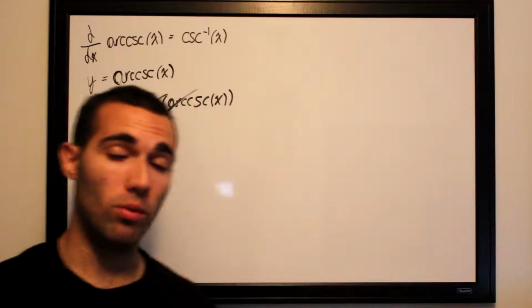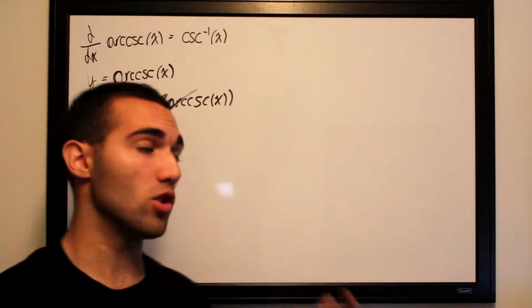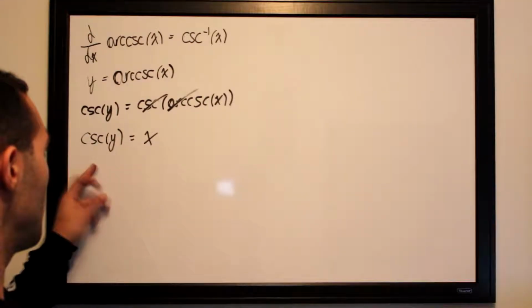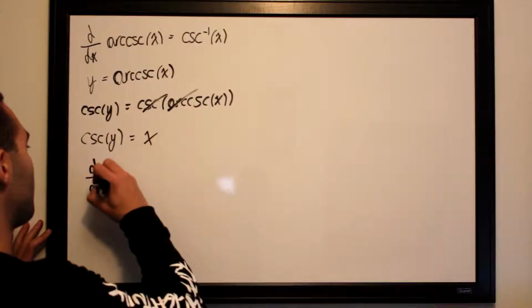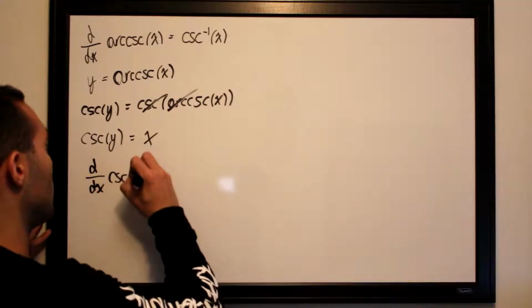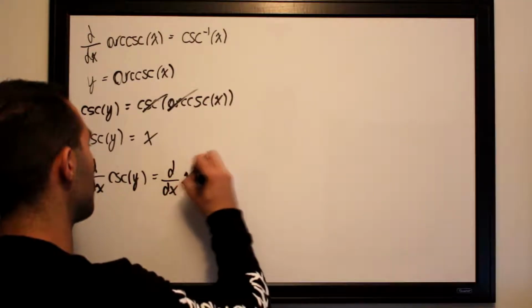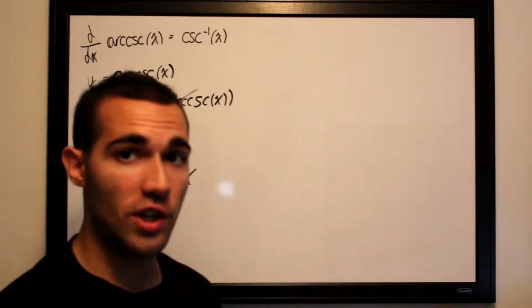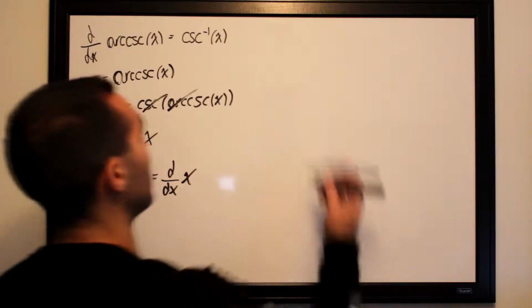And this is a statement that we'll be using later on in the video in order to finalize our answer and put everything back in terms of x. So essentially what we'll do now is take the derivative of both sides of the equation. So d by dx of cosecant of y is equal to d by dx of x. And we have a y function trapped within a cosecant function here, so we will be using the chain rule in order to differentiate this.